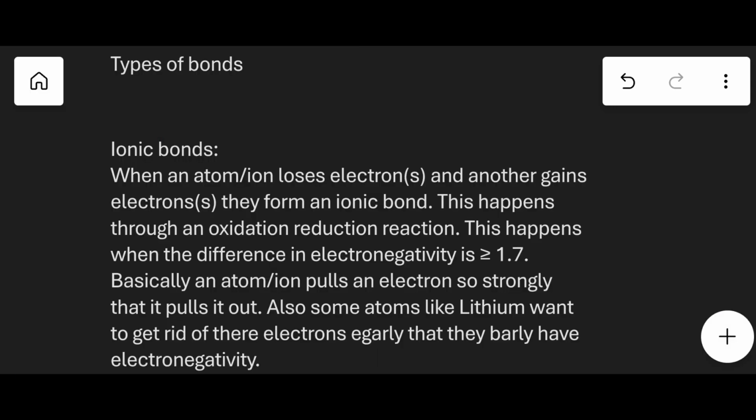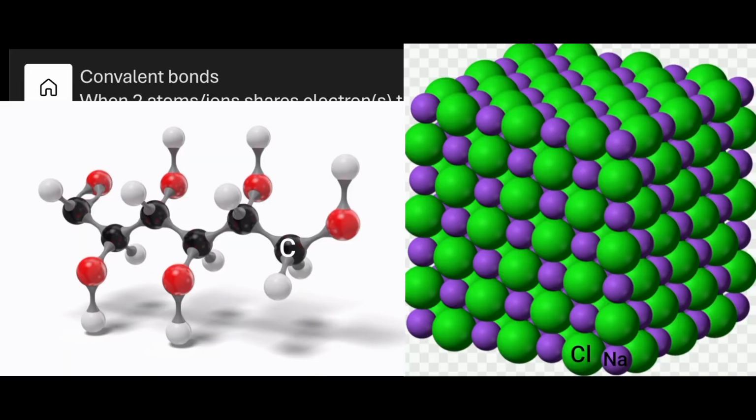Types of bonds. Ionic bonds. When an atom or ion loses electrons and another gains them, they form an ionic bond. This happens through an oxidation-reduction reaction. This happens when the difference in electronegativity is more than or equal to 1.7. Basically, an atom or ion pulls an electron so strongly that it pulls it out. Also, some atoms like lithium want to get rid of their electrons so eagerly that they barely have any electronegativity.